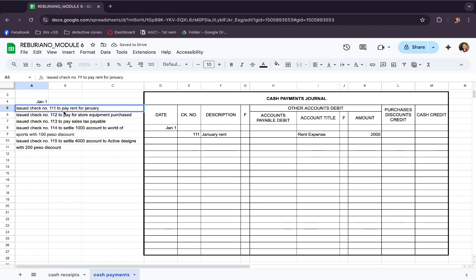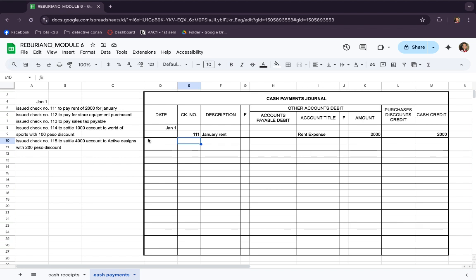Issued check number 111 to pay rent of 2,000. So, we credit cash, 2,000. Wala ring discount ito, so we're not going to put any amount. Remember, it's not a requirement to fill out all of the boxes here.